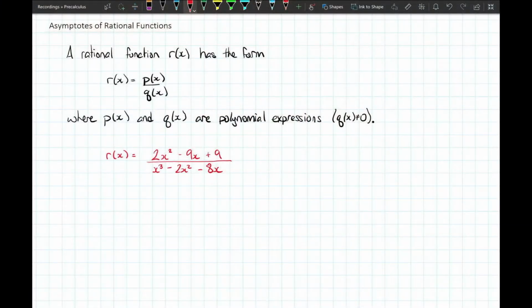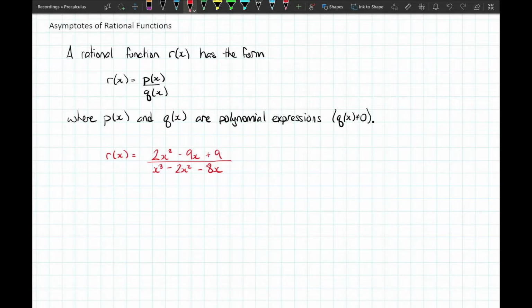So let's start off by looking at what a rational function is. A rational function is some sort of function of the form r of x, where it's a fraction, p of x over q of x, that are both polynomials. And of course, the bottom can't be equal to 0. All right, here we have a function r of x, and in the numerator we see a quadratic, and in the denominator we have a cubic.